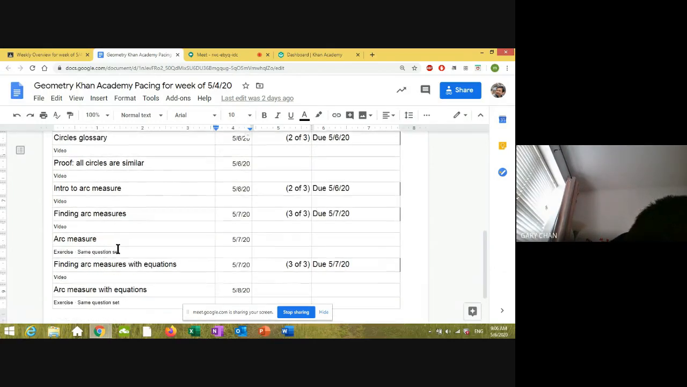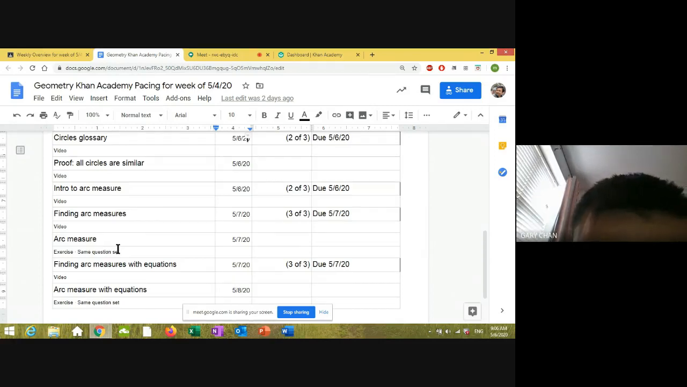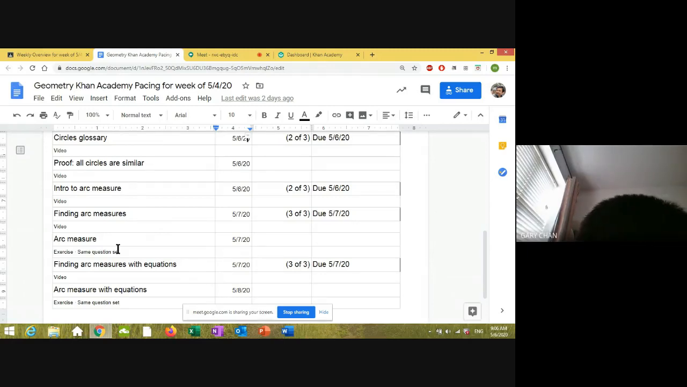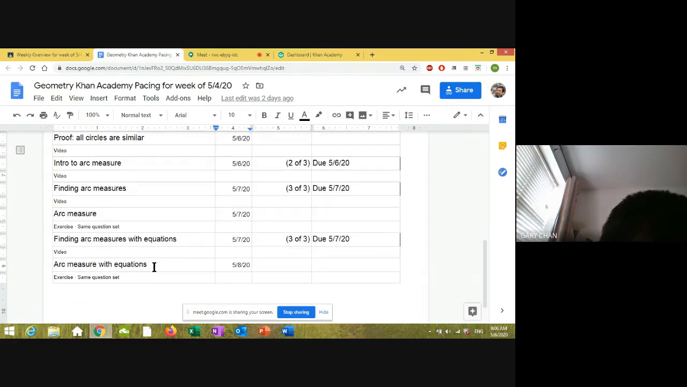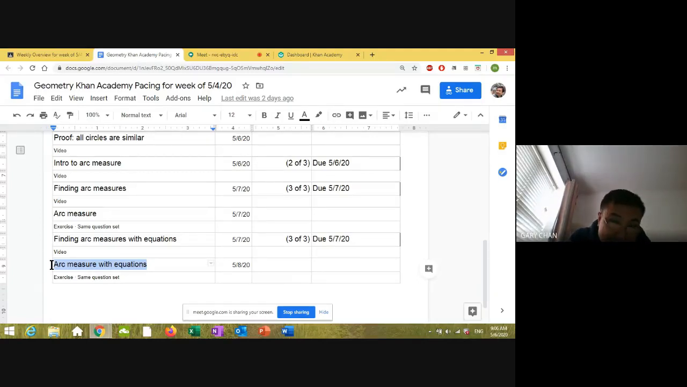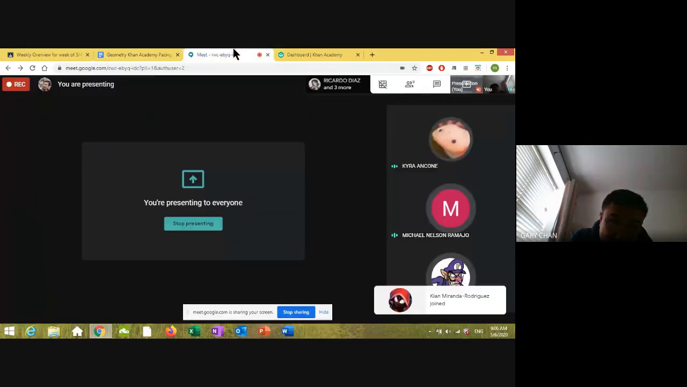What does it say here? Finding arc measures with equations, I believe. Let me see here. Yeah, arc measure with equations. That's the next one I'm going to do with you guys. It's going to be very similar to the material from yesterday. I'm going to go into Khan Academy.